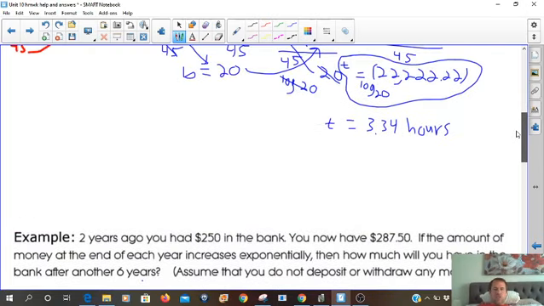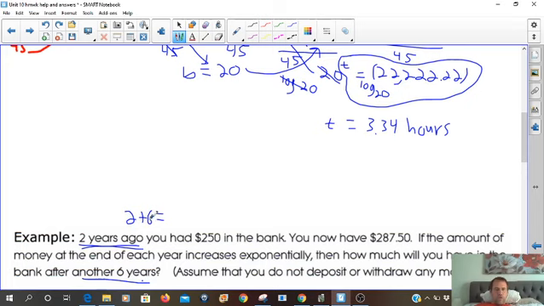Okay, so then 2 years ago you had $250 in the bank. Now you have $287.50. If the amount of money at the end of each year increases exponentially, how much will you have in the bank after 6 years? Assume that you did not deposit or withdraw any money during that 6 years, just left it in the bank. Okay, so 2 years ago, that's really important, because you're going to have to add that back in when you get to another 6 years, right? So 2 years ago, and then 6 years forward, that's going to be a total of 8 years.